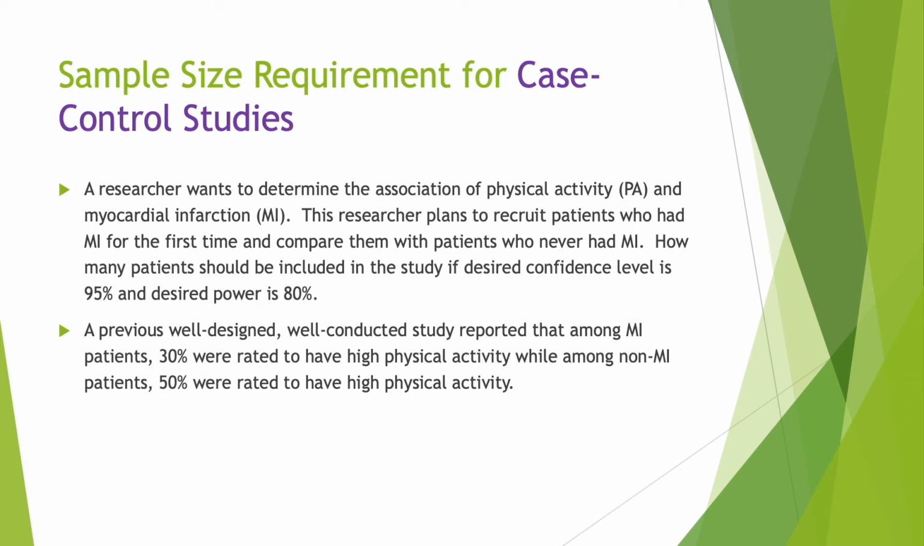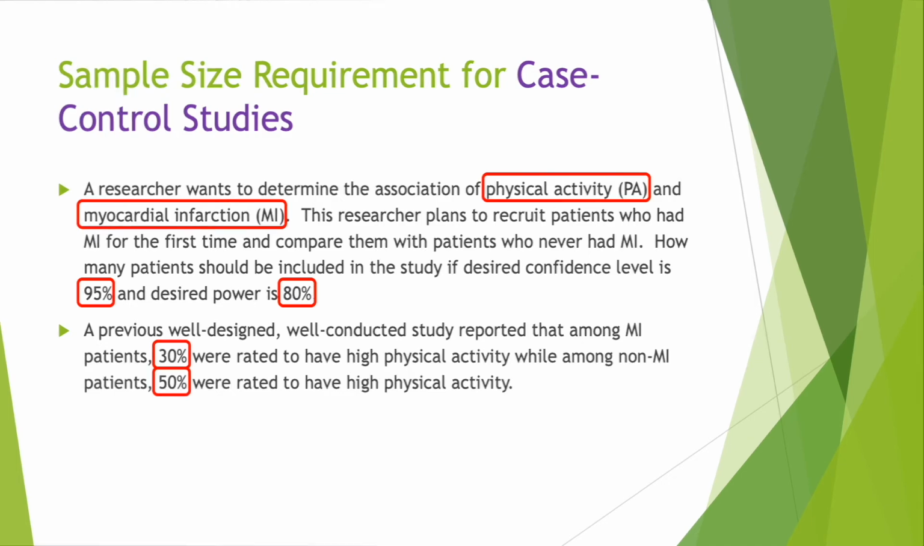So in this scenario, the outcome of interest is myocardial infarction or MI, and the exposure of interest is physical activity or PA. We have information on the desired confidence level and power, and we also have information on proportion of cases with exposure, as well as the proportion of controls with exposure. Since there's no mention of the desired case-to-control ratio, we will just assume a 1-to-1 ratio. With all this information at hand, let us now proceed to the OpenEpi website.